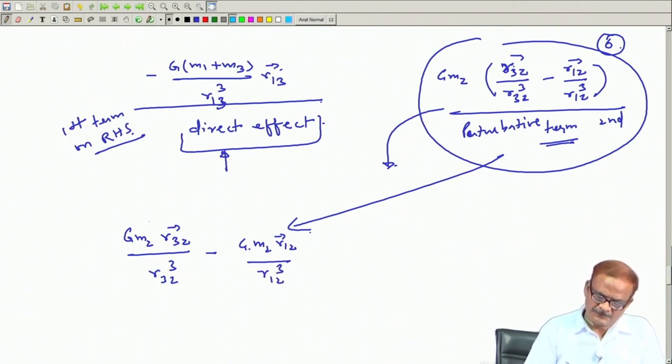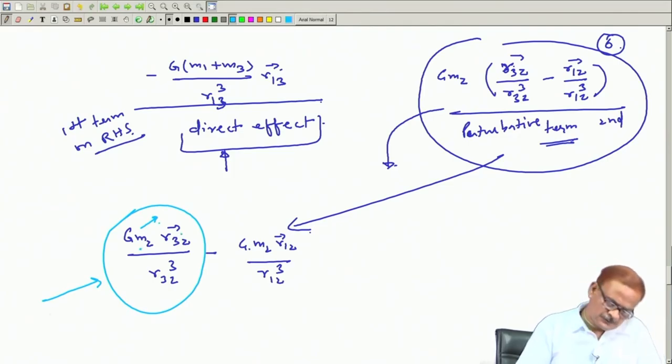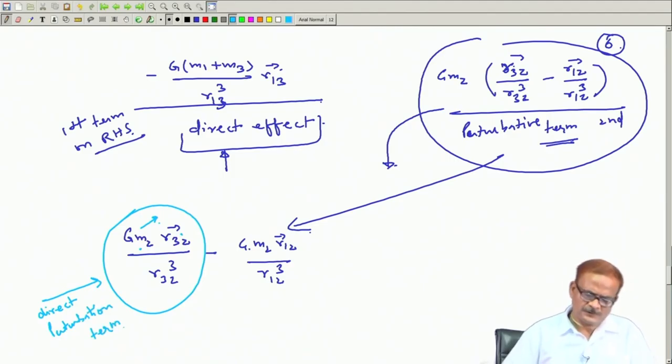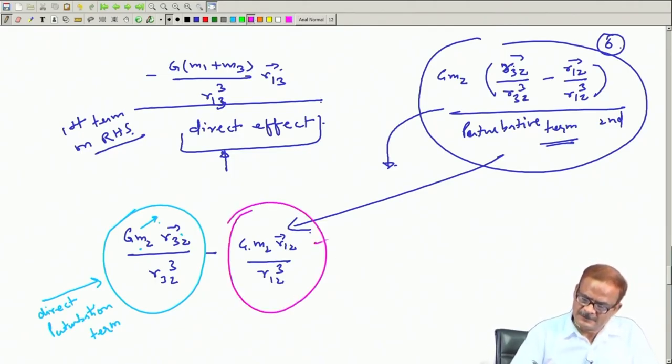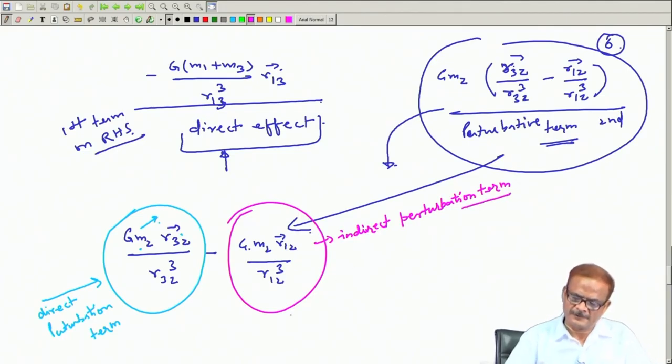If you look at this particular term, this is the effect of the second body on the third body. So, this is the direct perturbation term. And here, this term is the indirect perturbation term. Suppose I explain by taking an example.